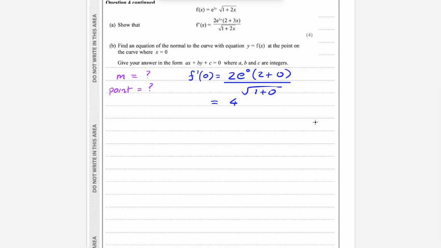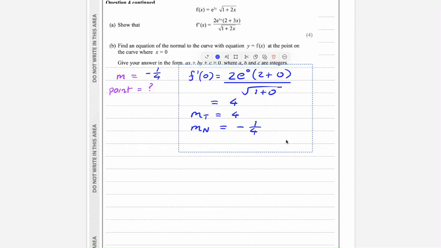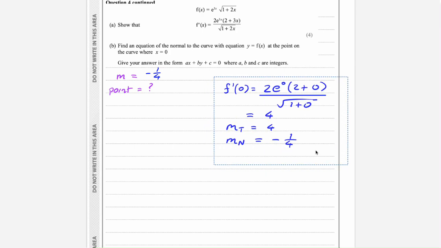So the gradient, my m is 4, but hang on, my m of my tangent is 4. The m of my normal is negative 1 over 4. It is the negative reciprocal. So this is my m. My m is negative 1 over 4. Okay, this is for the gradient. Let me just write this here.